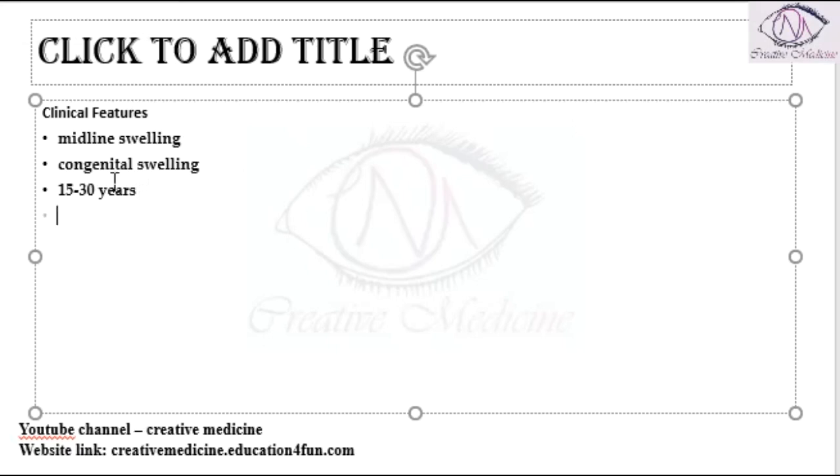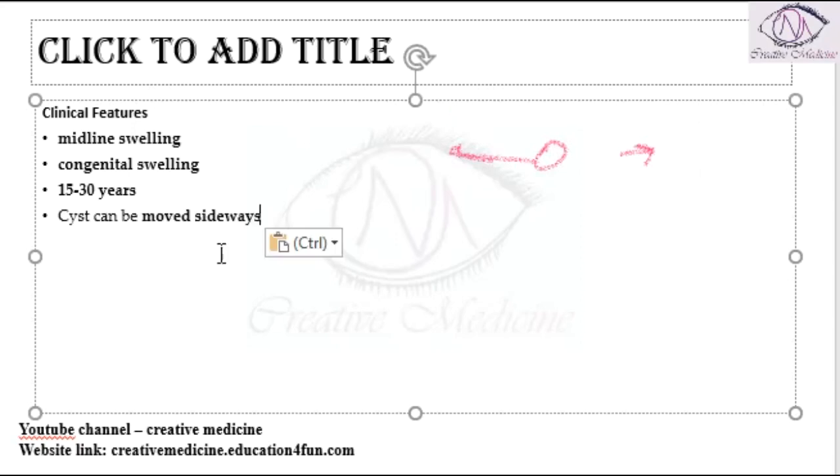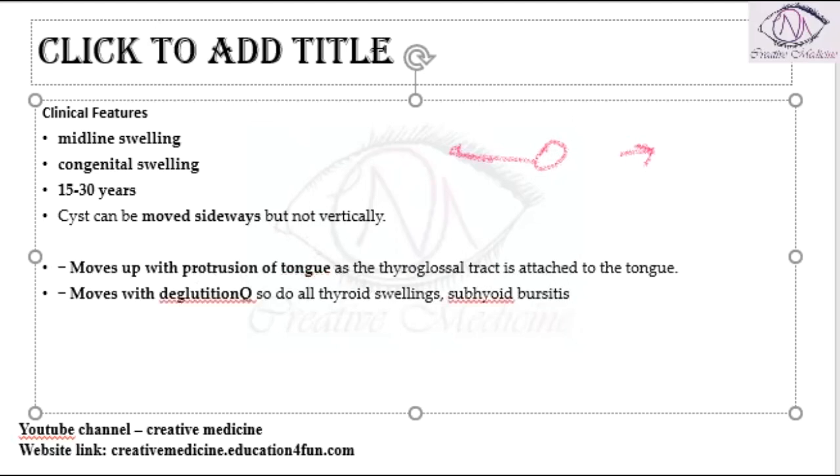If you try to move the cyst, it can be moved on either side, sideways, but it cannot be moved vertically. One more important thing on palpation or on examination: if you ask the person to protrude the tongue, then the thyroglossal cyst will move up on protrusion of the tongue. Then if you ask the person to swallow, then the thyroglossal cyst will move down with deglutition.